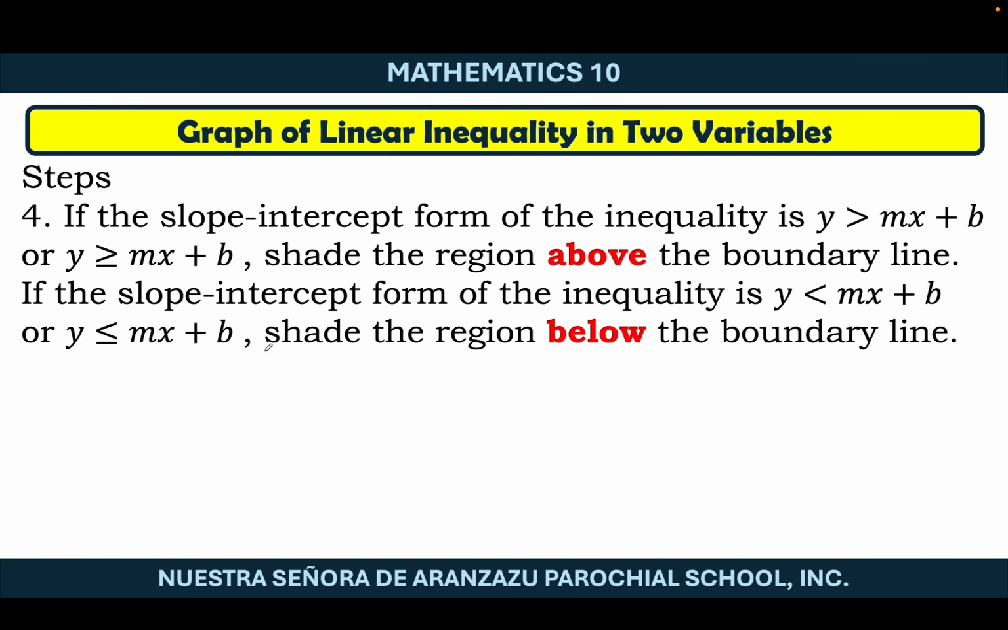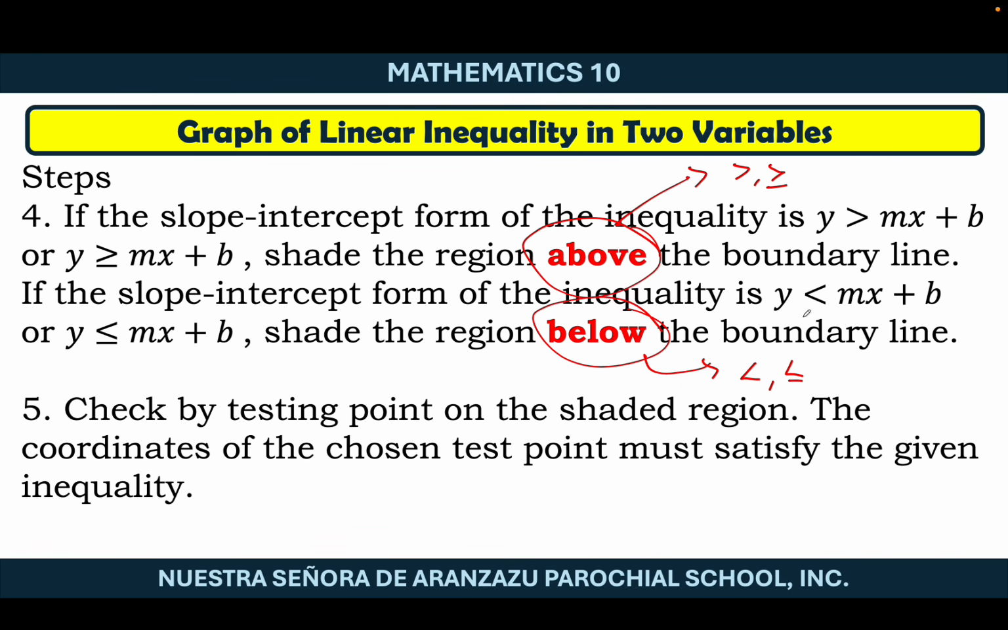Then, step 4, mag-shade naman tayo. Ngayon, ano yung shadean natin? Whether it is above or below the boundary line. Kapag above the boundary line, ang ginagamit mo dyan is greater than or greater than or equal to, parehong greater than. Kapag below naman, yung less than and less than or equal to. Okay? So, yun yung reference natin.